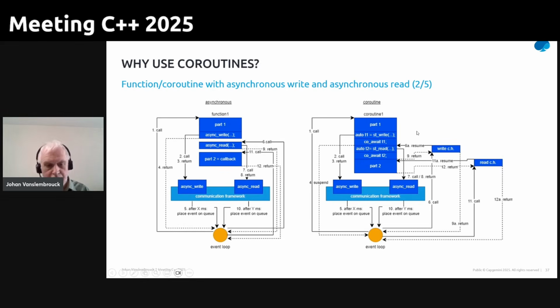Again, with coroutines, we don't have to split it. It's going to be the compiler who does the hard work, and the flow on the left and the right, the control flow, is about the same.